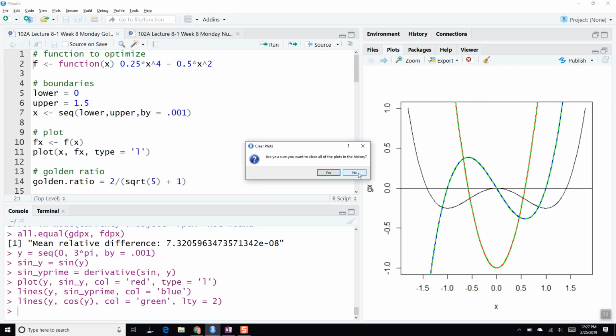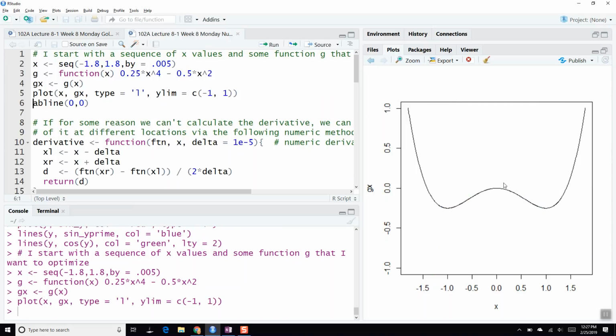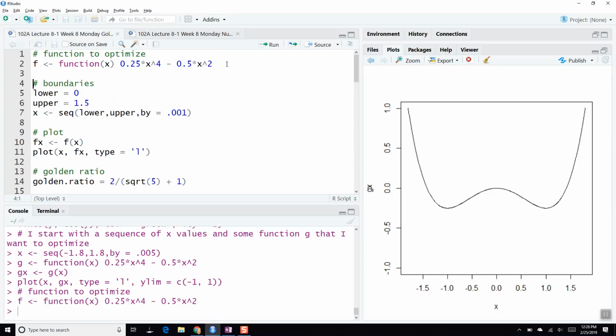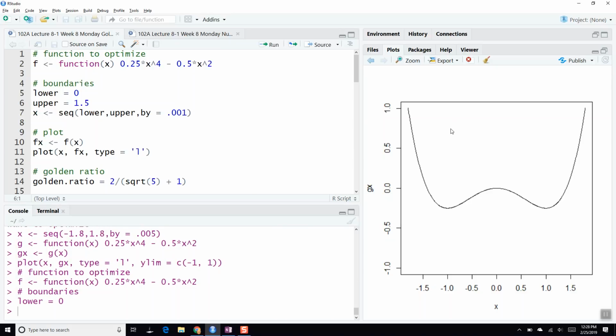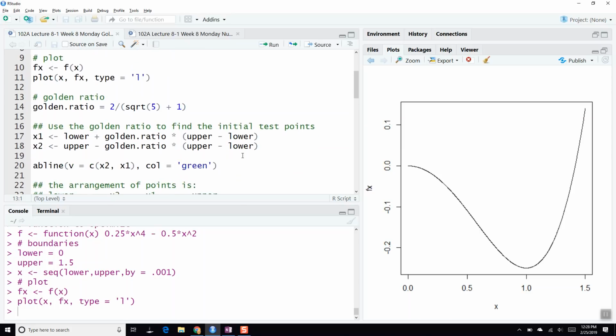Okay, so what I'm going to do is take this same function that we drew earlier, and I'm going to zoom in on 0 to 1.5. We are going to just optimize this portion of the function, which means we're looking for this minimum right here, which is at 1, which we can see if I plug in 1 here. So I take the function, go from the lower bound, 0, to the upper bound of 1.5, create a sequence, and draw this plot. This is just that portion, and we want to find this minimum. Do you guys remember what the golden ratio is?